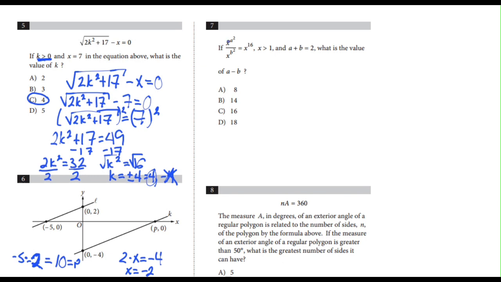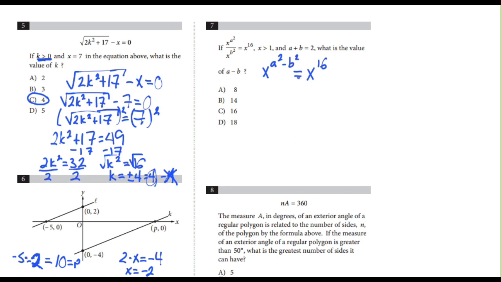Number 7. If x to the power of a squared divided by x to the power of b squared equals x to the power of 16, x is greater than 1, and a plus b equals 2, what is the value of a minus b? When we have the same base dividing, we can simplify it by subtracting the exponents. So x to the power of a squared divided by x to the power of b squared becomes x to the power of a squared minus b squared. Since they're dividing, we can subtract them. And this is going to equal x to the power of 16.